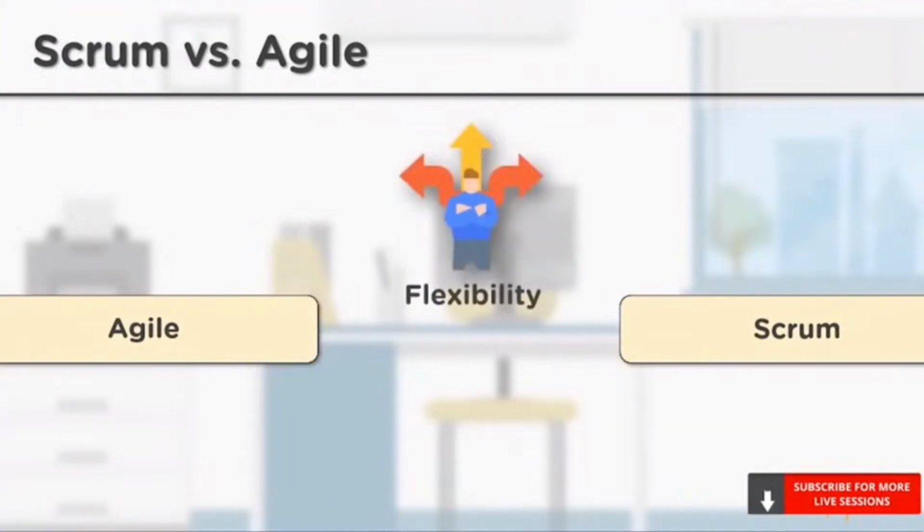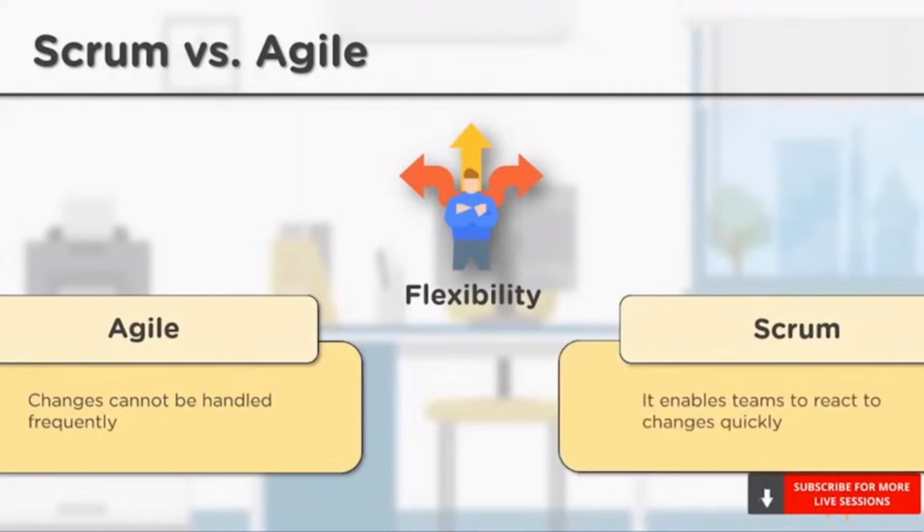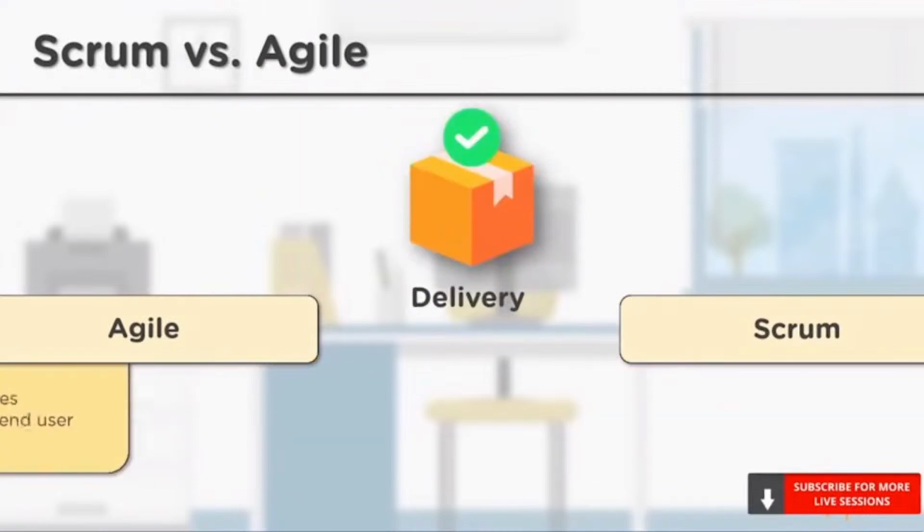Next up, we have flexibility. Agile is relatively more rigid than Scrum and cannot handle changes with ease. It also requires a lot of upfront development process and changes within the organization. With Scrum, you can enable teams delivery.